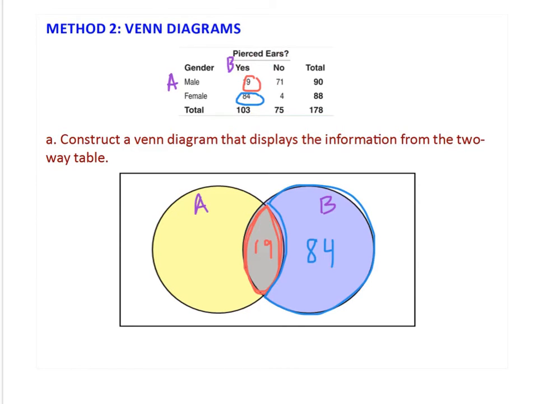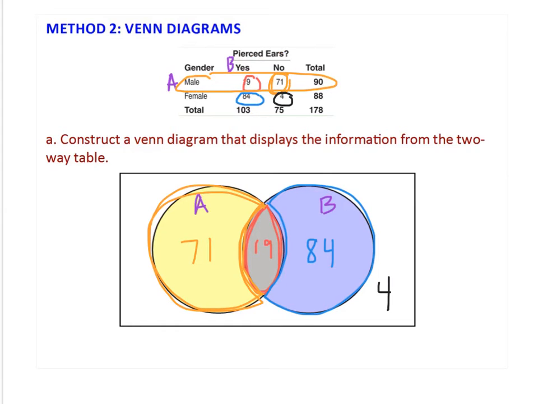Well, then if I fill in the part A, that's only part A, not overlapping with B, well, that would be the people who are a male, but don't have their ears pierced or are not included in the event B. So that would be 71 people. Well, then the people who are on the outside, they're not a male and they don't have their ears pierced, so that would be the number 4 to represent those 4 females who didn't have their ears pierced.